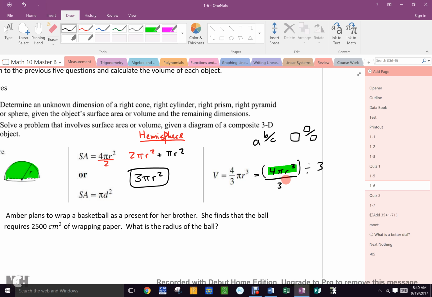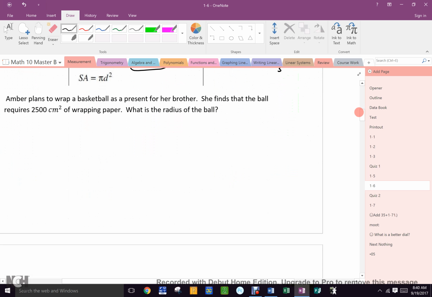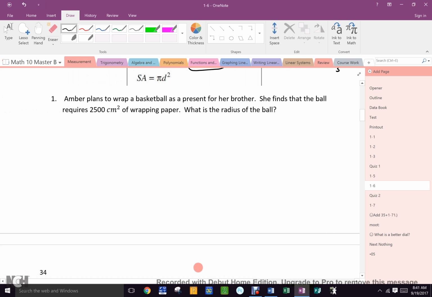Everybody cool? All right, so let's do a question. And again, I remind you, for math class, we do stupid situations, right? That force you to do extra math that you would never do in real life. And this is a good example of that. Because as you can see, Amber's going to wrap up a basketball as a present for her brother.